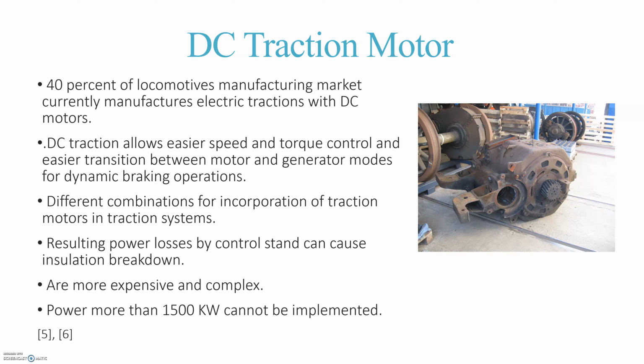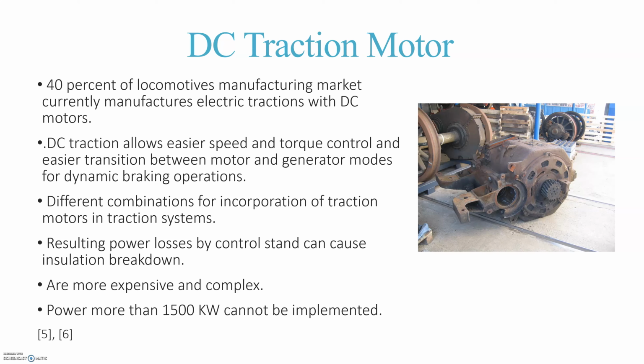40% of the locomotive manufacturing market currently manufactures electric tractions with DC motors. Material requirements, mainly semiconductor requirements for construction, are relatively simpler. Speed control is possible using different connection variants of the power supply and their windings, and they allow easy transition between motor and generator modes for dynamic braking operations.